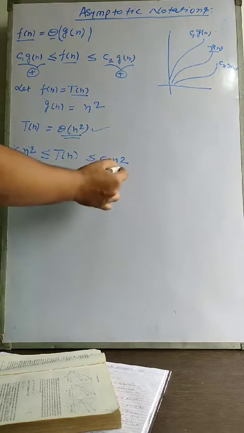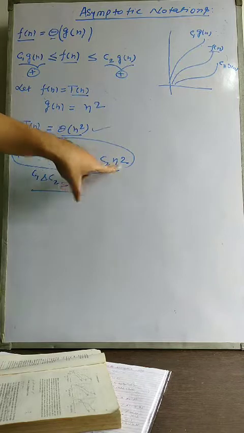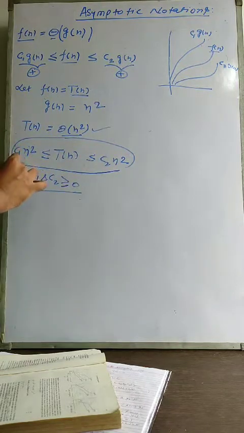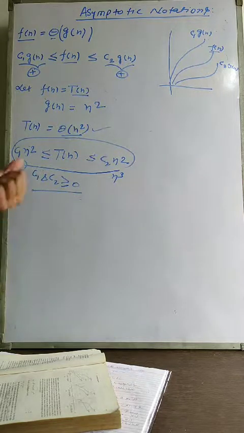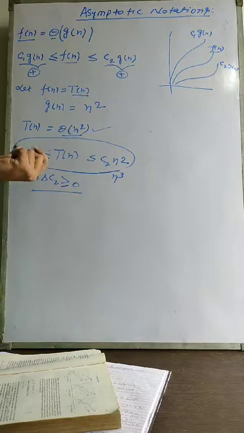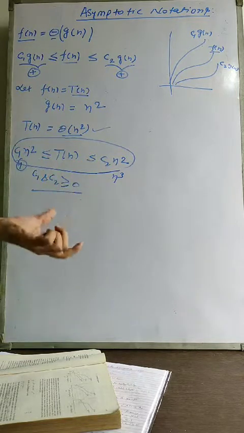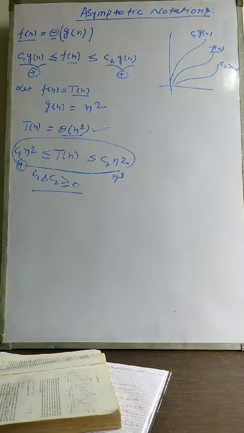It will always lie in the range of n square. It can never be n, and it can never be n cube. It will always be in the range of n square, and C1 and C2 will be two positive constants, but it cannot go beyond that. So this was the first notation.